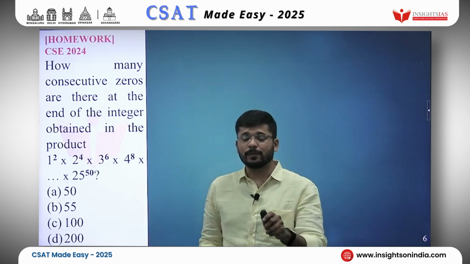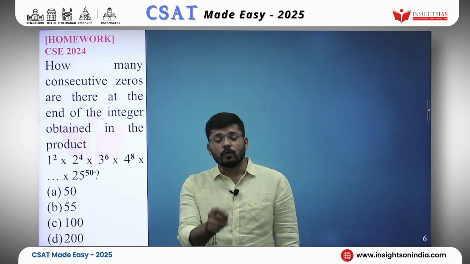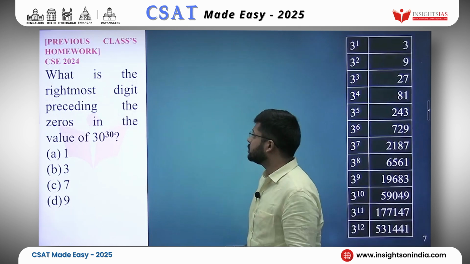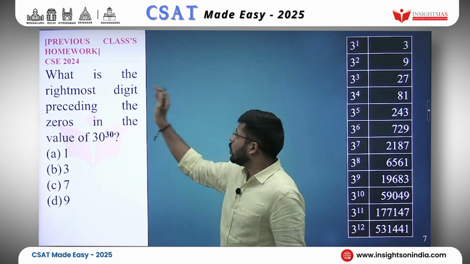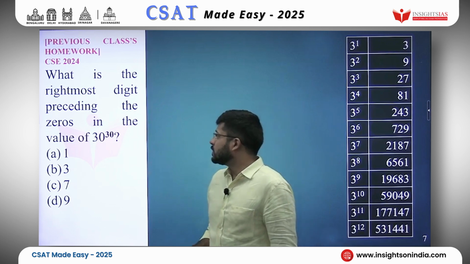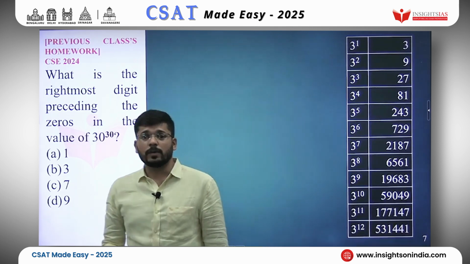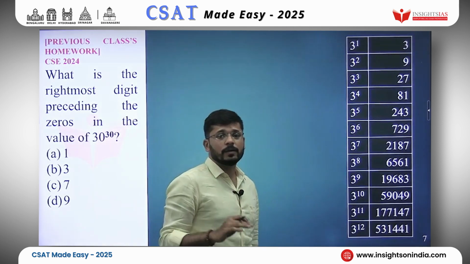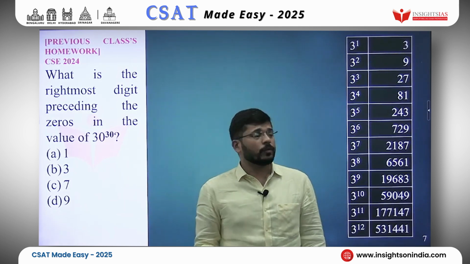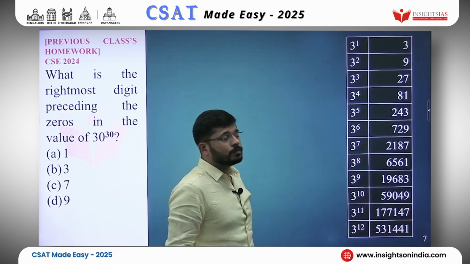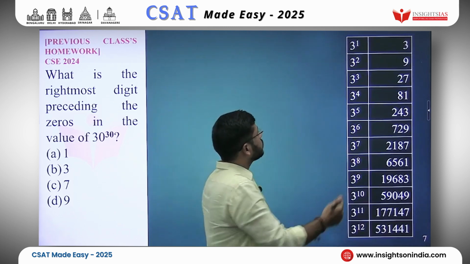Okay. And now it is time to answer the homework question of the previous class. This was your previous class's homework question, right? What is the rightmost digit preceding zeros in the value of 30 to the power of 30? And how do we answer this one? It is based on the concept of cyclicity of unit digit, right?